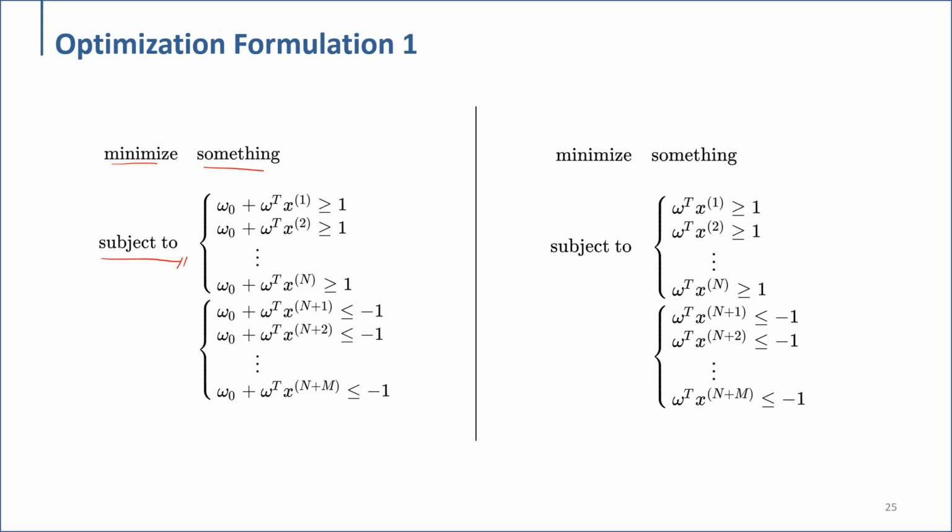As you can see here, the n data points for C1 should have a value larger than 1, and the m data points that belong to class C0 should have a value smaller than -1. Both are written in the same way, where here we add an additional artificial coordinate x0 equal to 1.